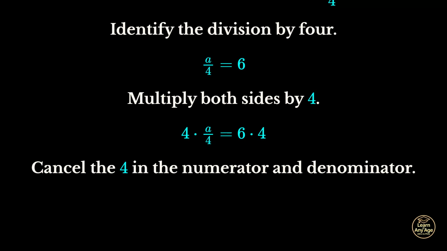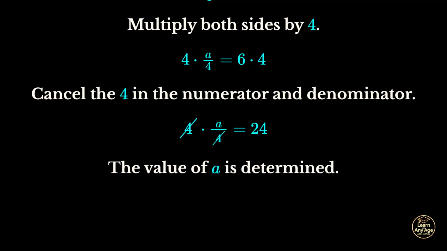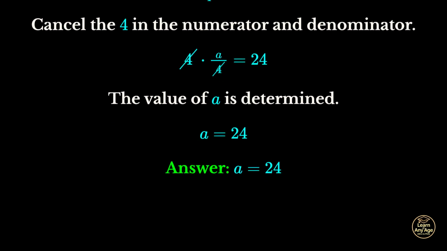Cancel the 4 in the numerator and denominator. 4 cancelled out times a over 4 cancelled out equals 24. The value of a is determined. A equals 24. Answer: a equals 24.